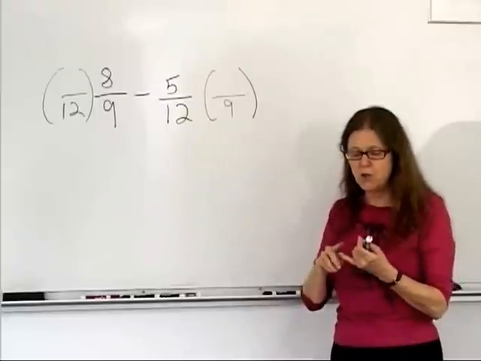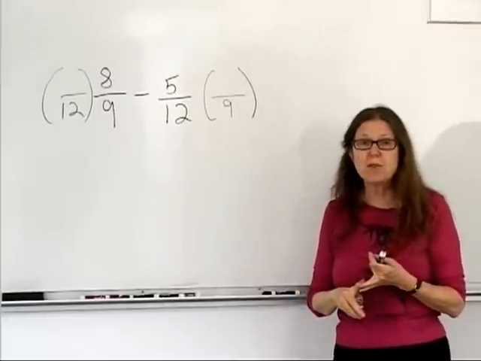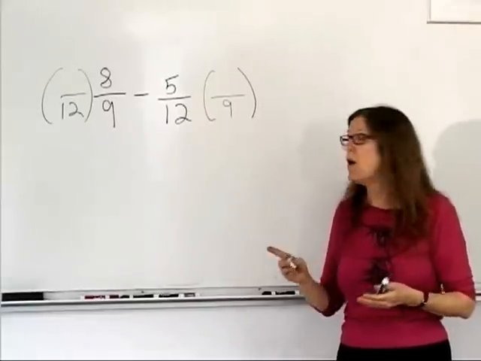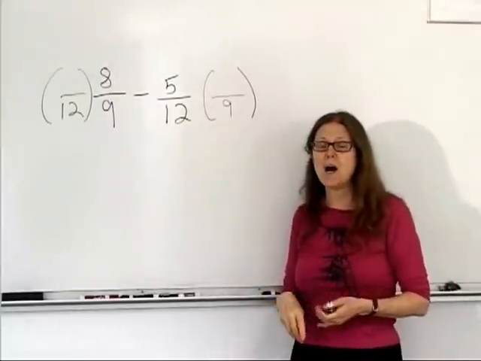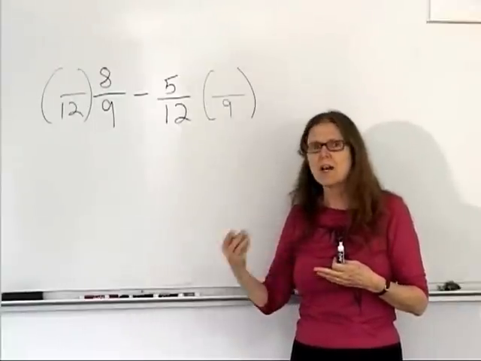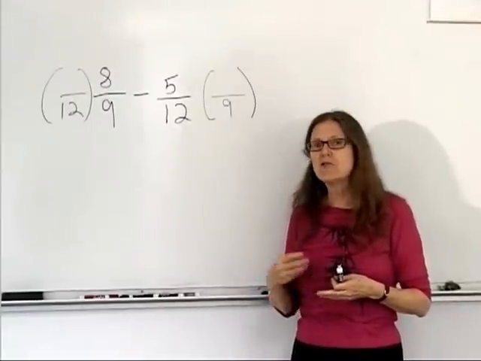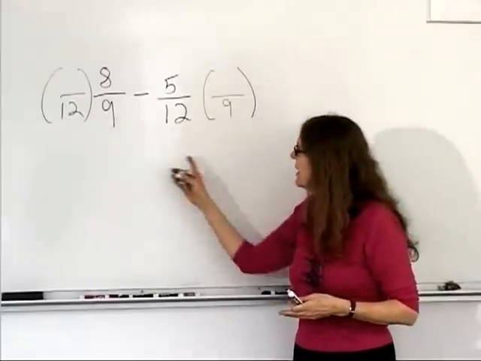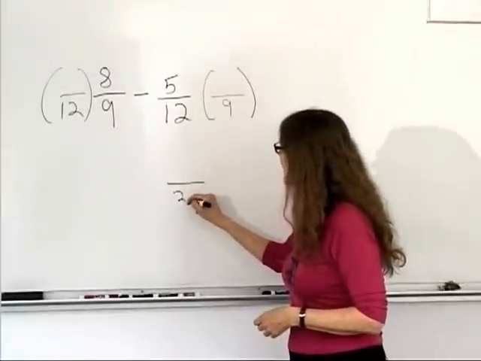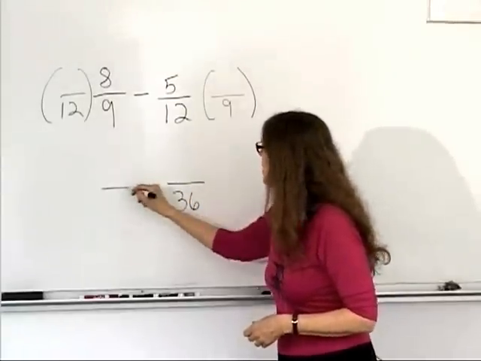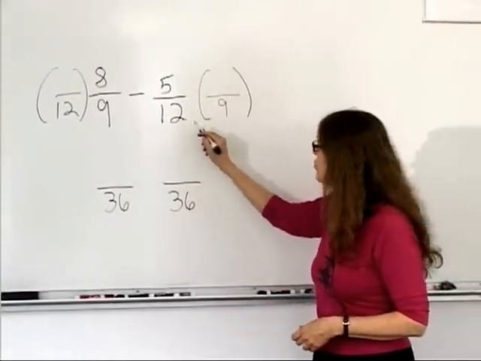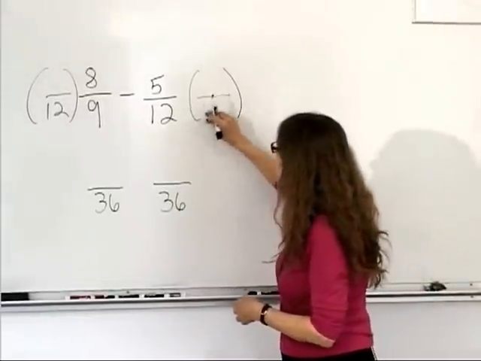Multiples of 12 are 12 times 1 is 12, 12 times 2 is 24, 12 times 3 is 36, 12 times 4 is 48, and so on. Multiples of 9 are 9 times 1 is 9, 9 times 2 is 18, 9 times 3, etc. You can keep on going in this same manner and try to find a common denominator. So I can see by looking at this that I can actually get both of them to be 36, because 9 times 4 is 36, and 12 times 3 is 36. So that's what I'm going to do.